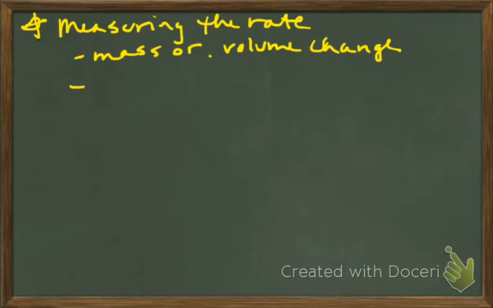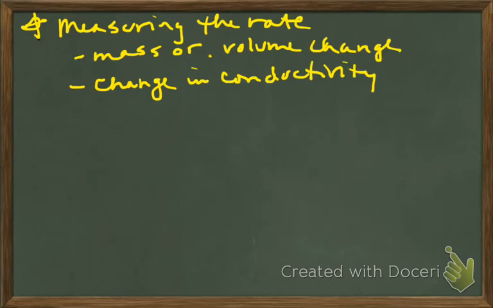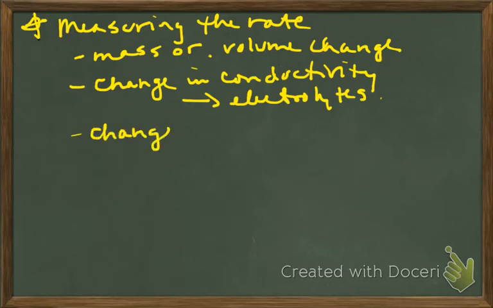Okay. We could look at the change in conductivity if the reaction system is going to be changing in the number of electrolytes. Okay, but you've got to have some electrolytes for that. We could look for a change in the pH if we have an acid-base system and the concentration of the acid is going to be changing. We could also look at using a colorimeter if we are going to be changing the color of the solution, right?